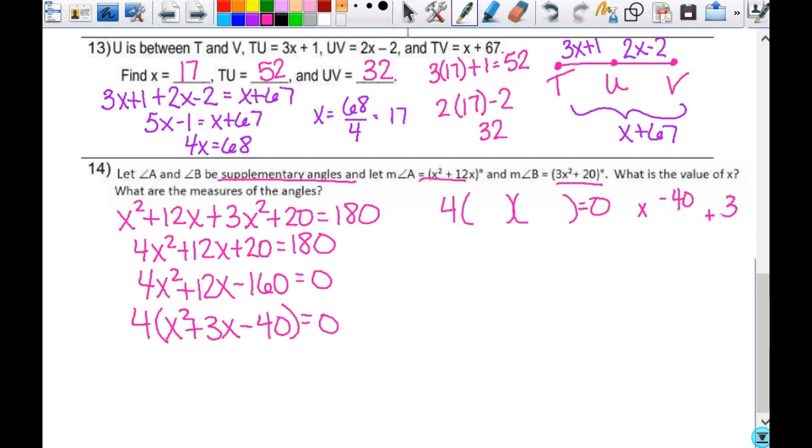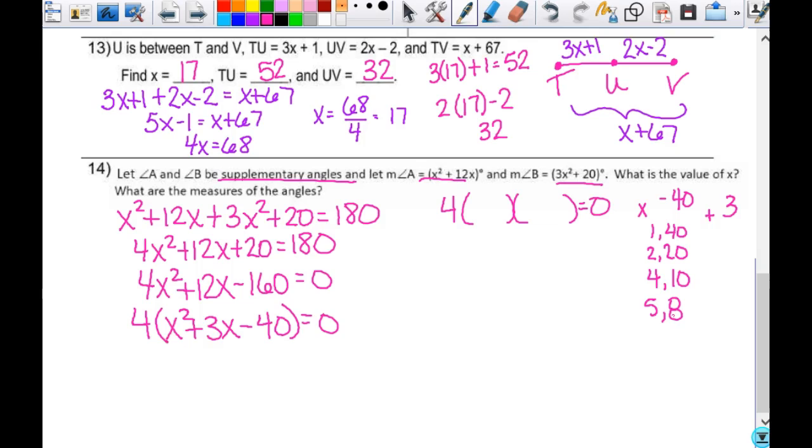So my factors of 40 are 1 and 40, 2 and 20. 3 doesn't go in there. It's 4 and 10. It's 5 and 8. And then back around to the beginning. So the signs have to be different.